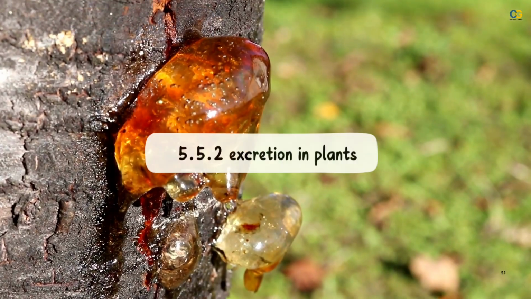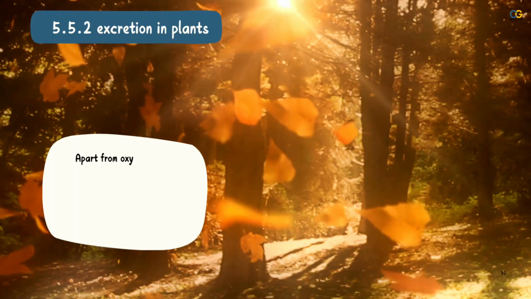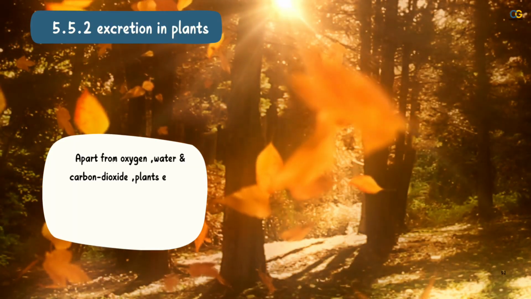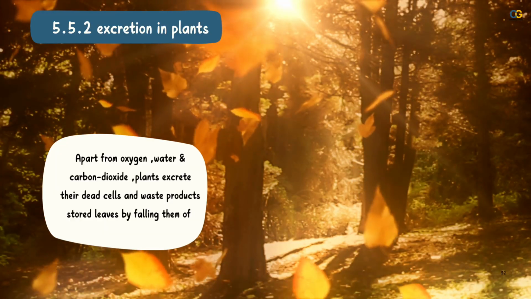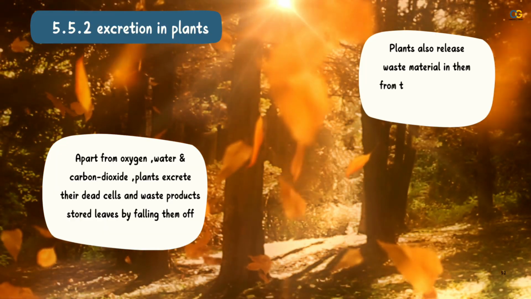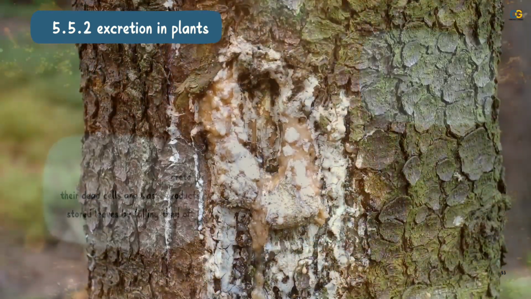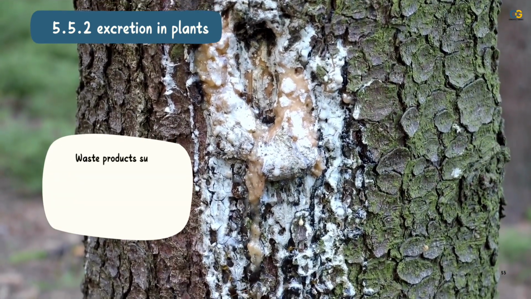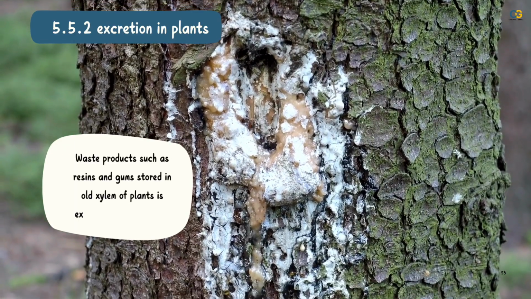Let us now see excretion in plants. Apart from oxygen, water, and carbon dioxide, plants excrete their dead cells and waste products stored in leaves by shedding these leaves. Plants also release certain waste material from the roots into the surrounding soil. Waste products such as resins and gum stored in the old xylem are excreted from the bark.